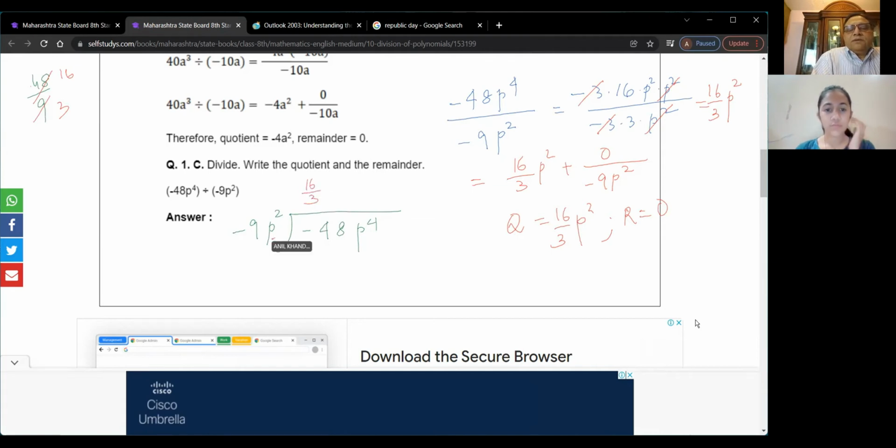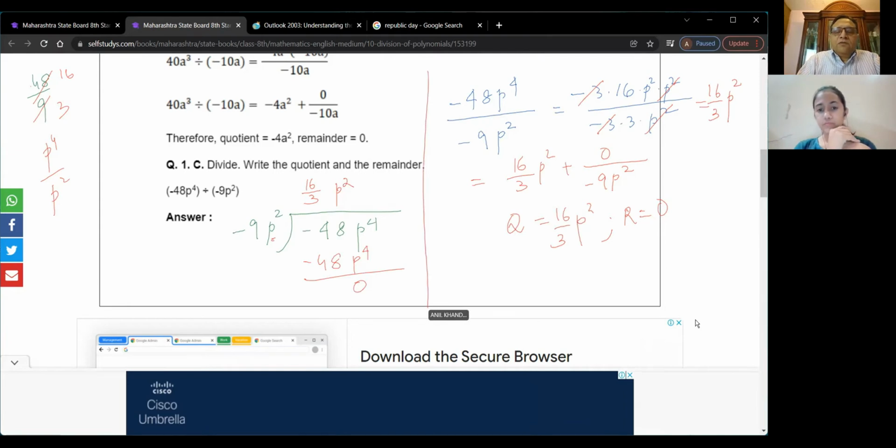And as far as this variable is concerned, p to the power of 4 divided by p square is what? Is p square, right? So when you multiply by that factor, you get exactly minus 48 p to the power of 4 and the remainder is 0. Do you see this? Yes. So that is your equivalent long division part. So we have shown this with both. And of course, we know that p is not equal to 0. Is that clear to you? Yes. So that is how you are doing this question. Let's move on and take the next question.